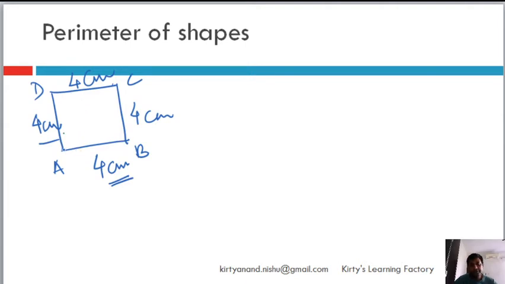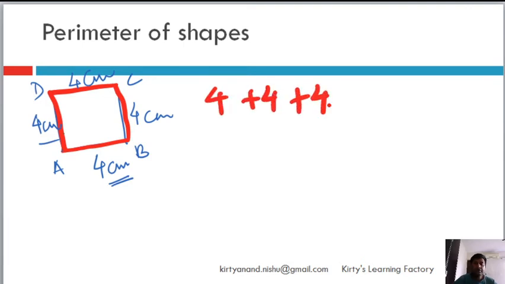So if I start from here, let me change the color and thickness, so that if I start from here, I walk along this boundary, I cover 4. Then I walk along this boundary, I cover another 4. So 4 plus 4 is 8. Then I walk along this boundary, 12. And then I walk along this boundary, it is 16. So I am simply adding 4 plus 4 plus 4 plus 4 equal to 16.